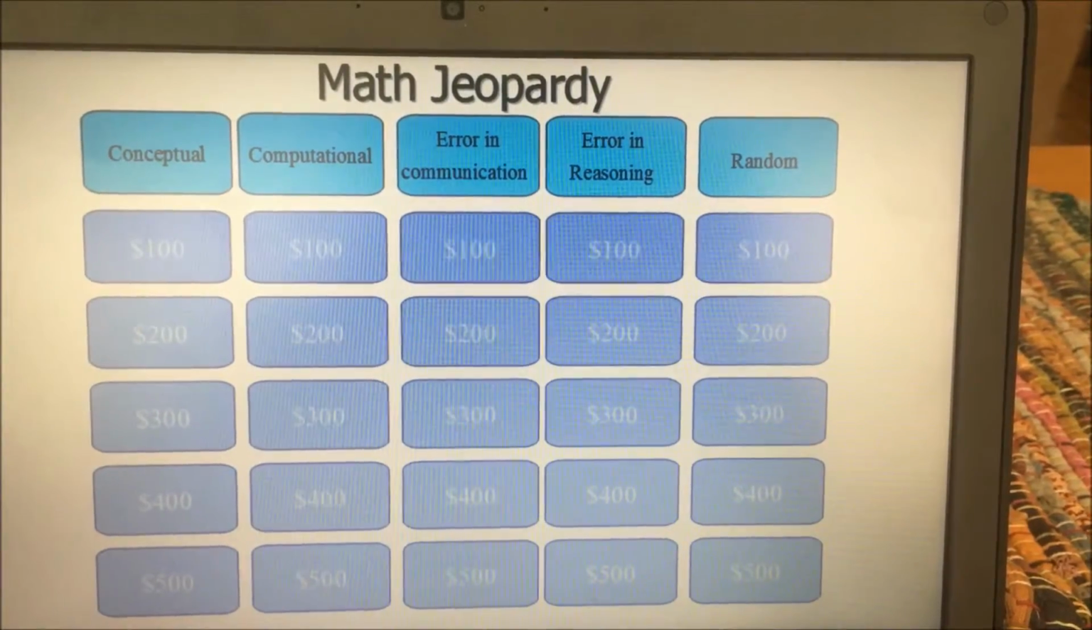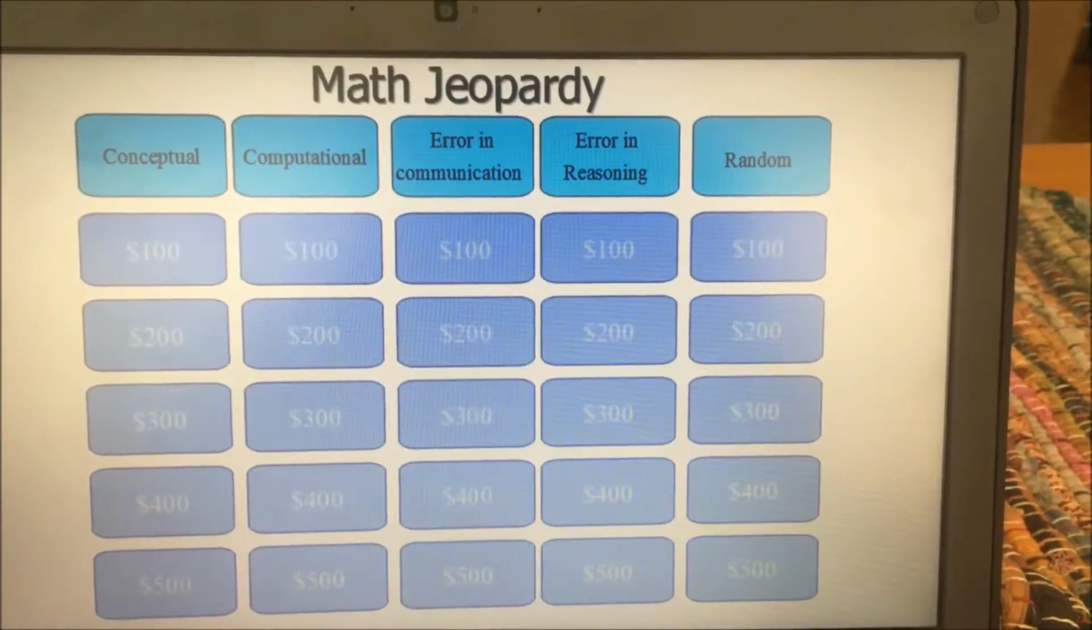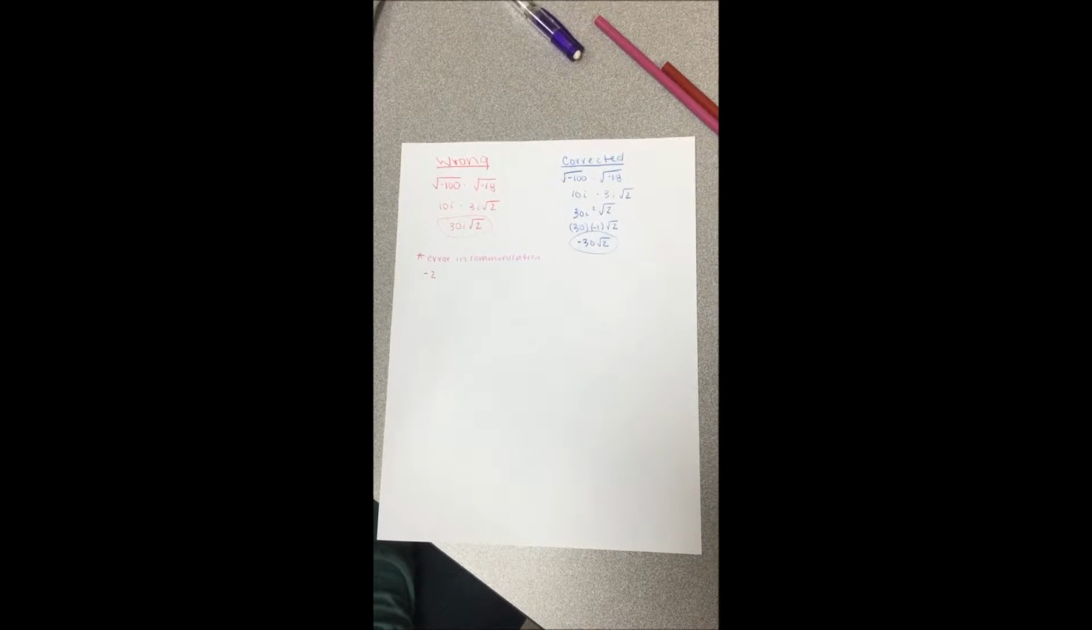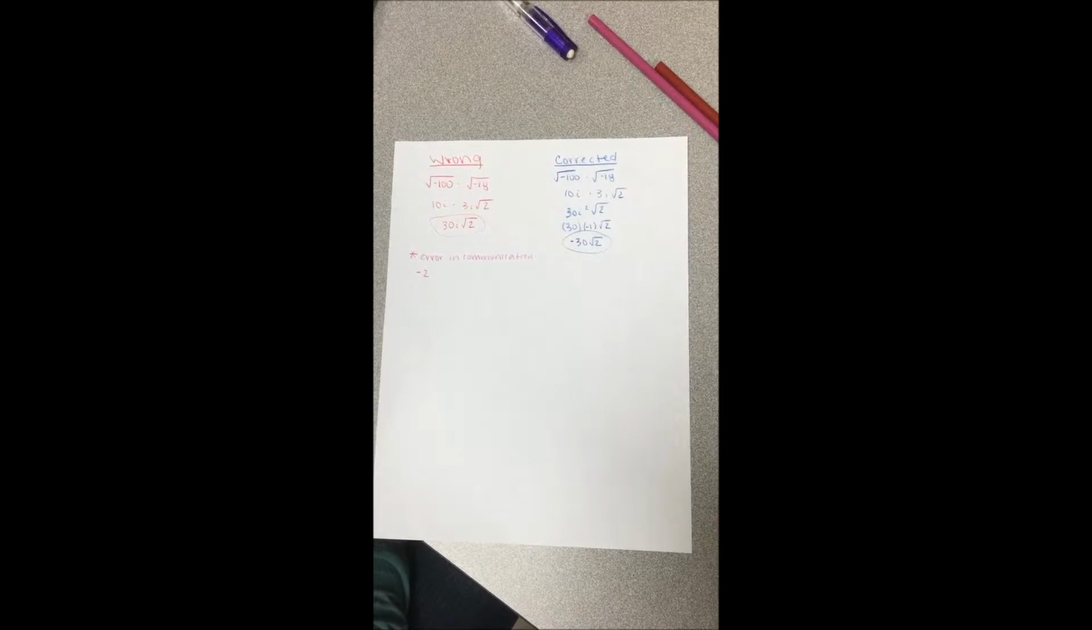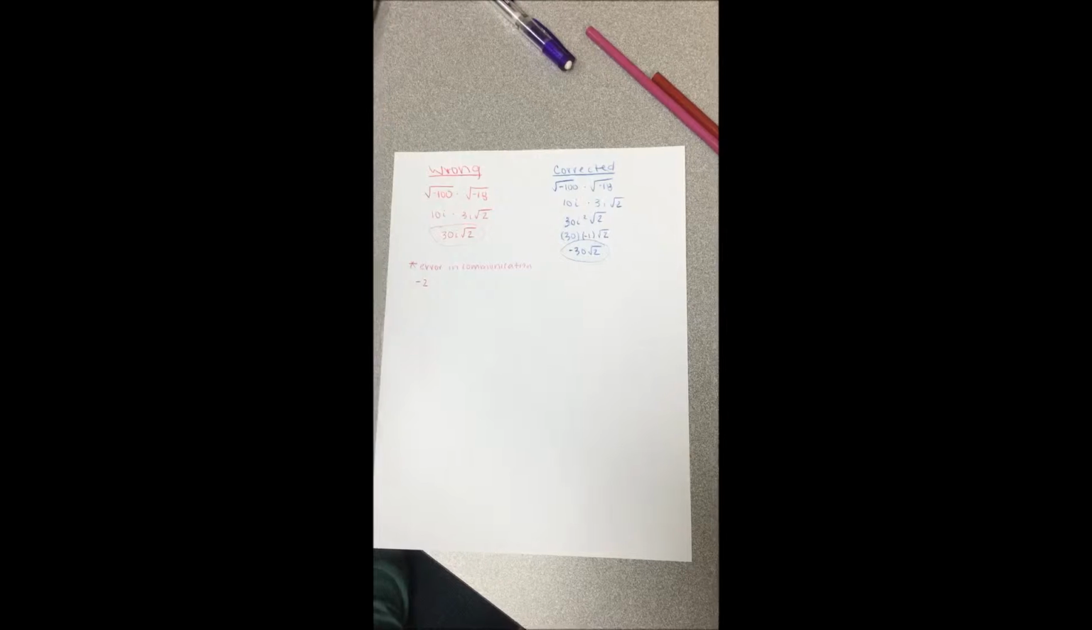Let's do that same category for 2. Error in communication, minus 2. Square root of -100 times the square root of -18. The final answer was 30i square root of 2, which is wrong. Let's find out what they did.